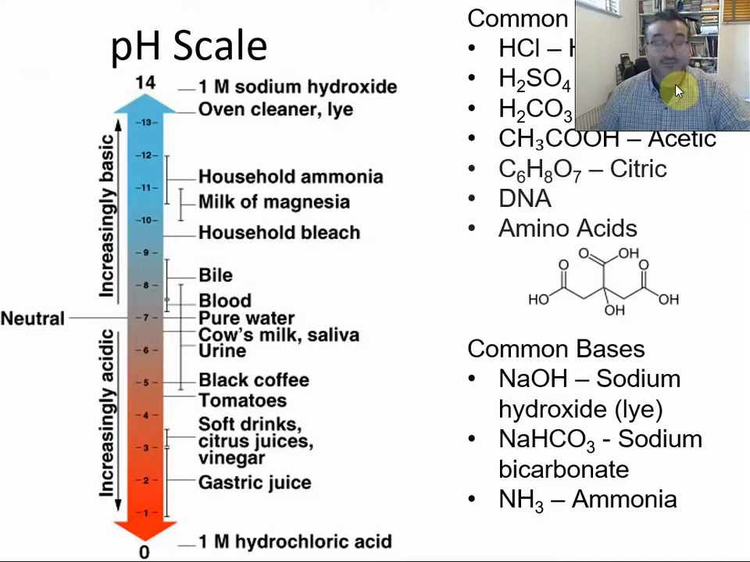Sulfuric acid is battery acid. Carbonic acid results when you mix carbon dioxide and water. Acetic acid is in vinegar. DNA is actually a kind of acid, and in our proteins there are amino acids. On the other hand, common bases include sodium hydroxide, sodium bicarbonate, and ammonia.